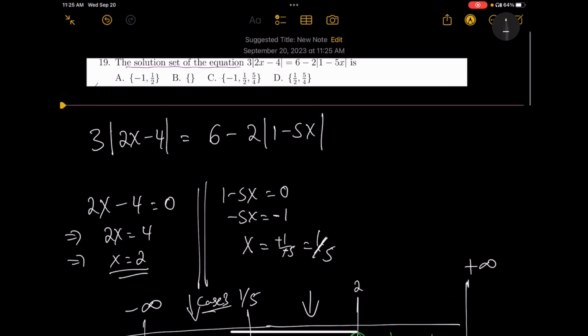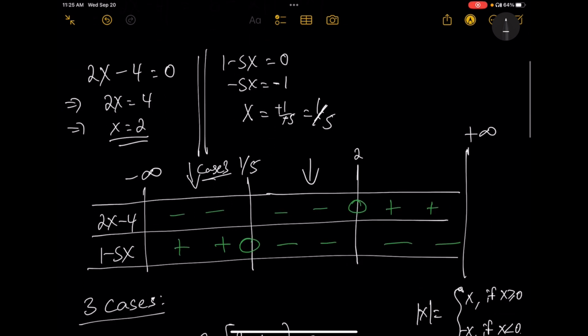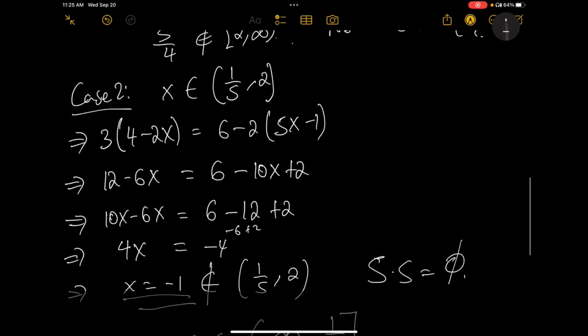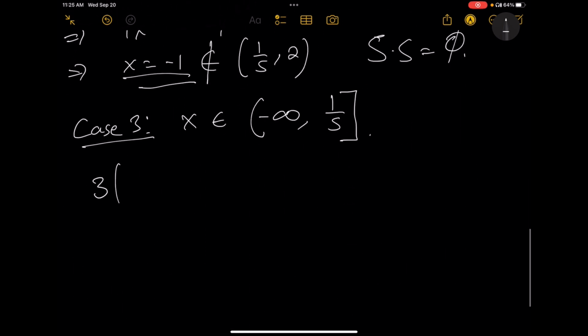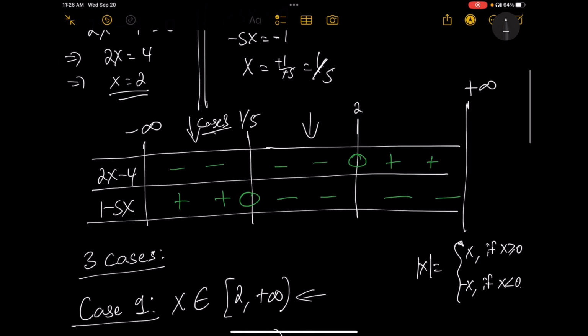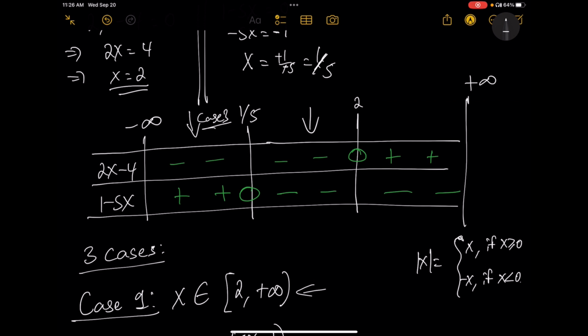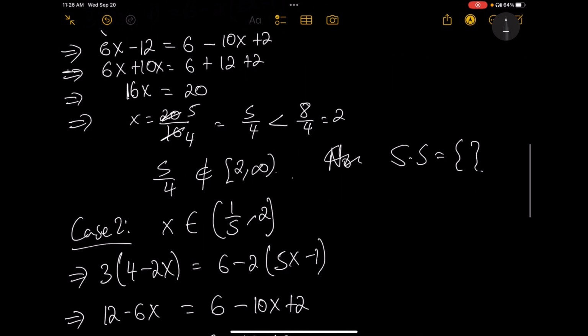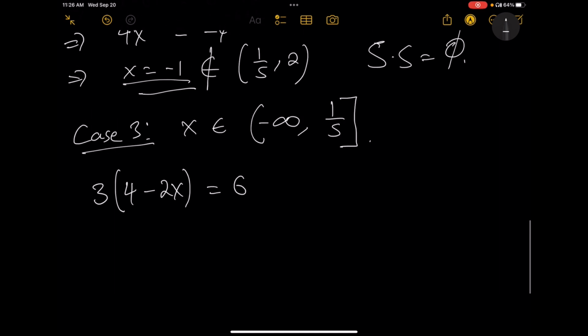That's according to the definition of absolute value. 2x minus 4 is negative, so the absolute value of 2x minus 4 becomes 4 minus 2x. And 1 minus 5x in this interval is positive, therefore it stays as it is. So 3 times 4 minus 2x is equal to 6 minus 2 times 1 minus 5x.